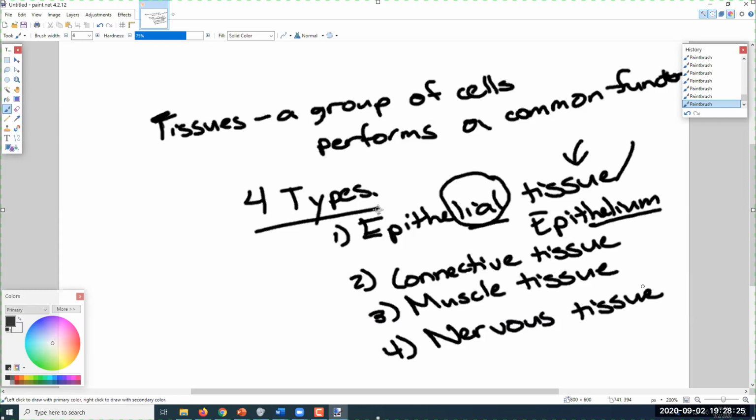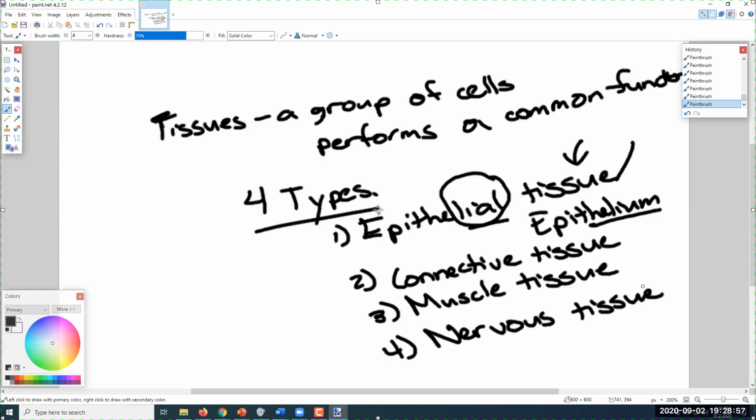But if we're generalizing, epithelial tissue usually covers around organs. And since it's covering around organs, it's either for protection purposes, but it also can allow things to go into the cells or come out of the cells. Things that go into the cells, it's called absorption. Things that are going out of the cells, it's going to be called secretion. So it just really depends on the type of epithelial tissue we're talking about.